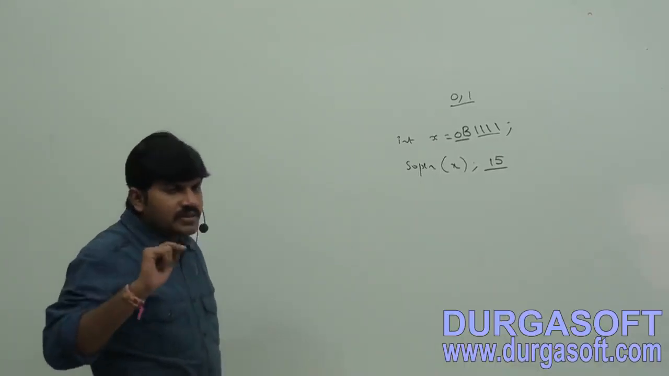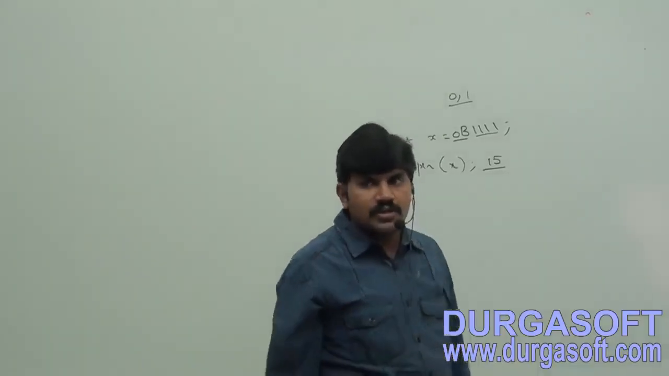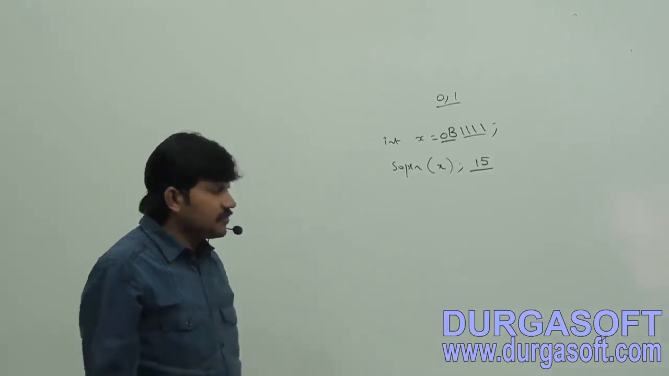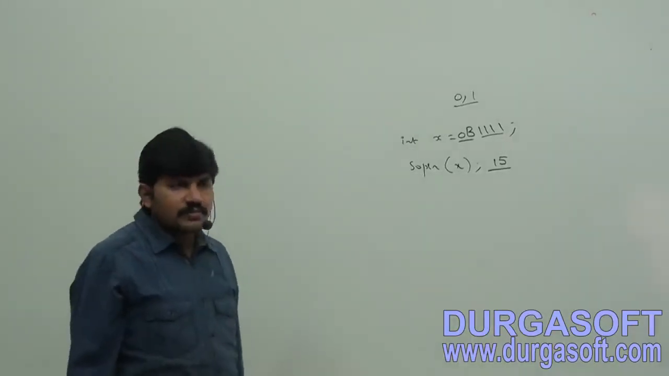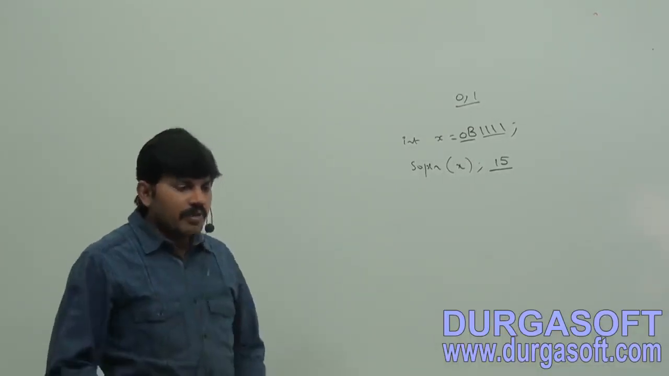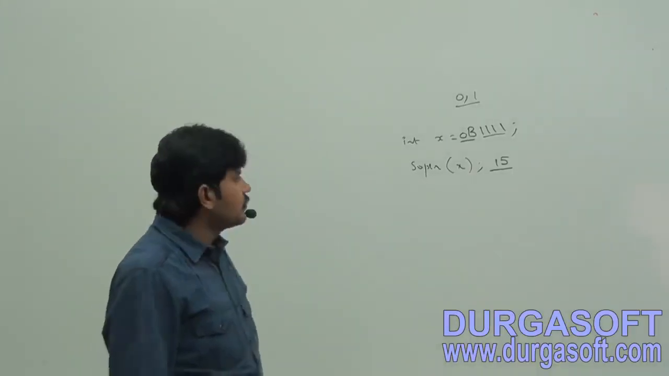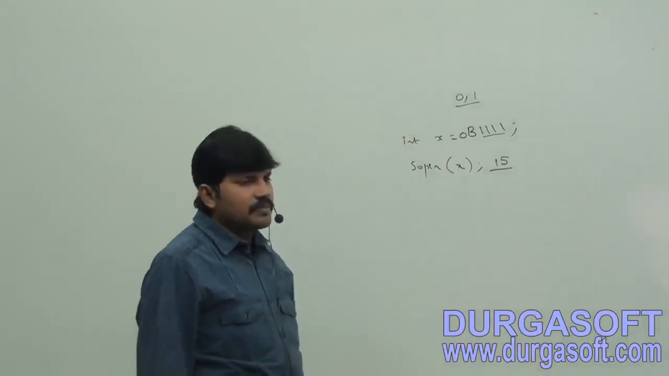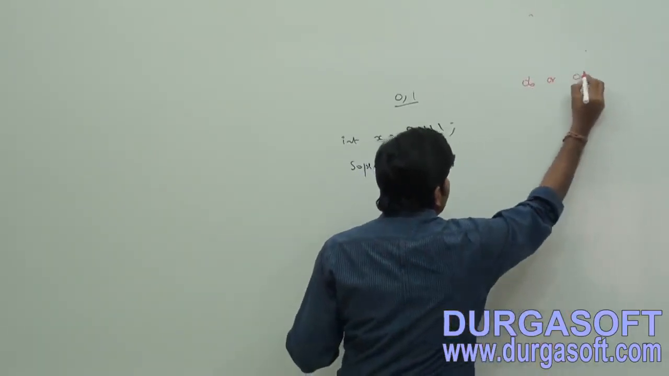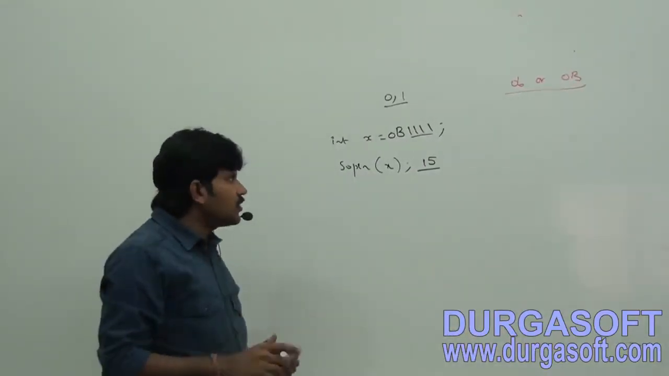Next, for binary form, the allowed digits are 0 and 1. Next, the literal value should be prefixed with 0b or 0B.